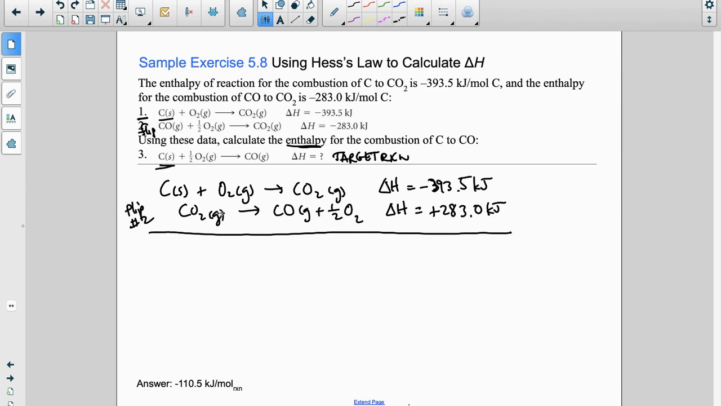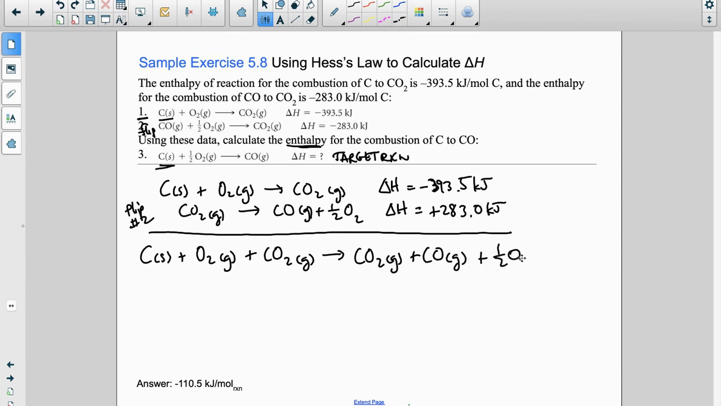All right, so now I'm going to add these reactions together. The way to add reactions is everything on the left-hand side of the arrow gets added together. So C solid plus O2 gas plus CO2 gas. And then everything on the right gets added together. So I have CO2 gas plus CO gas plus a half oxygen. All right, so then I can cancel anything that appears on the left and the right. So my CO2 is going to disappear.